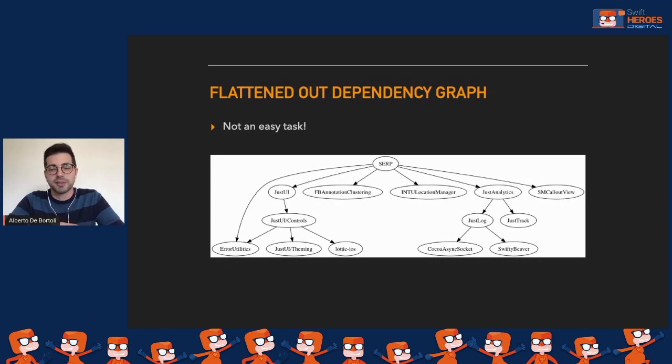This is the dependency graph for the SERP module. SERP stands for Search Engine Results Page. In other words, it's the list of restaurants. And as you can see, there are already 3 levels of dependencies, some internal and some external.